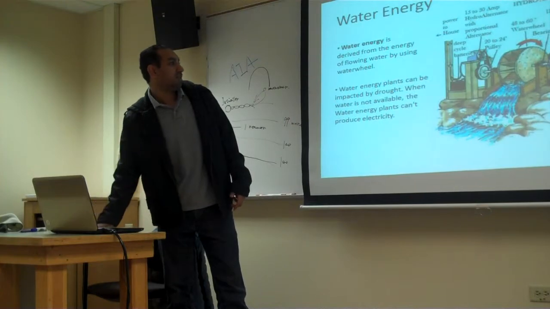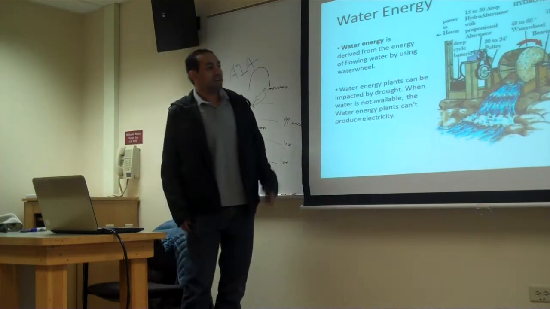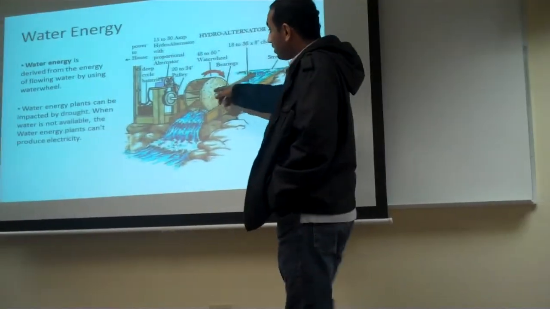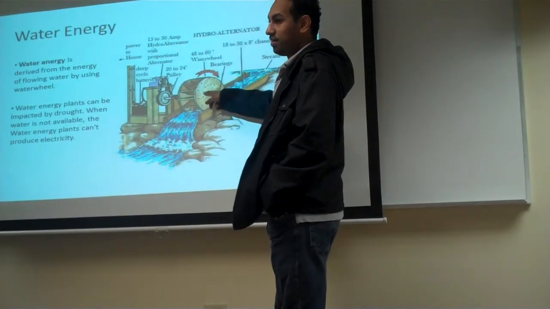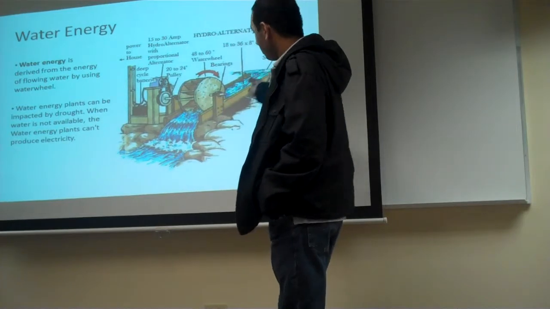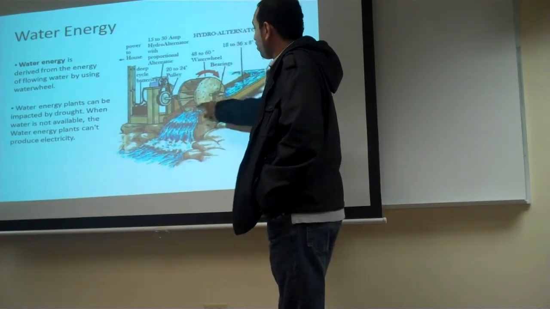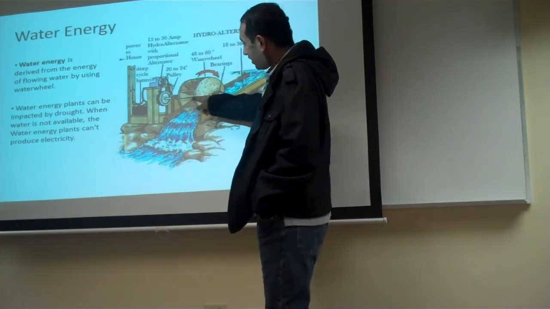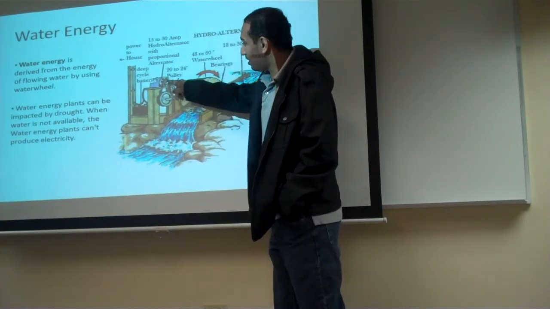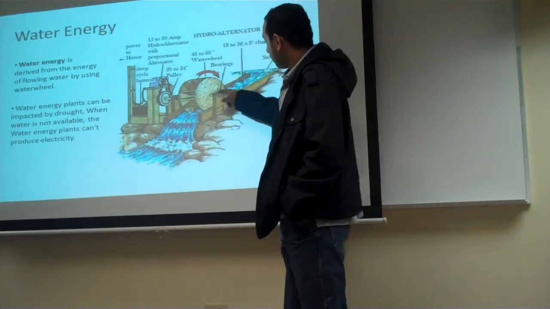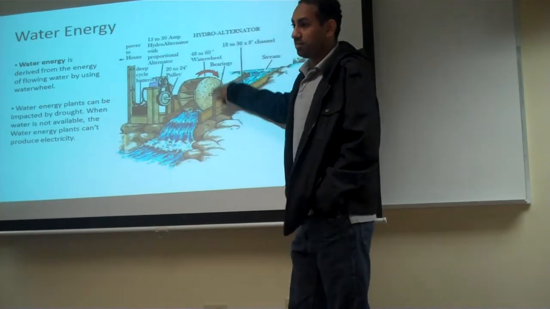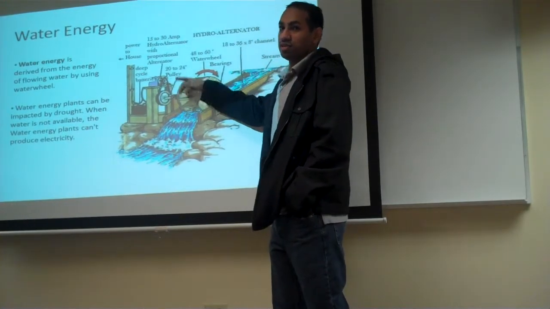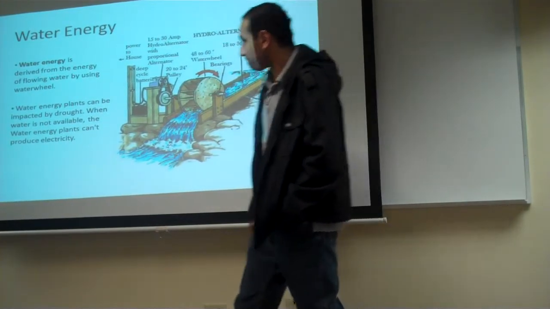The first one is water energy. As you see in the picture here, this water wheel works like a turbine. We can use the flow of the water to rotate this water wheel, and it's connected here, as we see, to the generator. If the water flows, the turbine will rotate, and the shaft will rotate, and the generator will produce the electricity, as we say here.